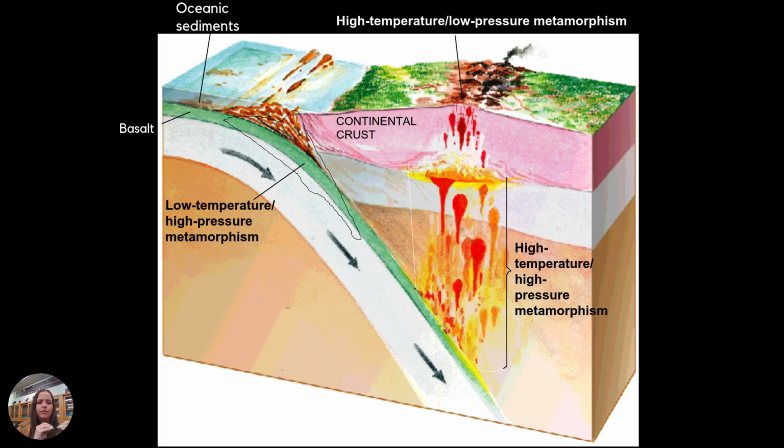At the trench, you have low temperature because there's not a lot of extra heat there. There's just heat from the friction of the two plates colliding. And then you have a high pressure metamorphism because the plates are colliding. There's a lot of extra pressure there.